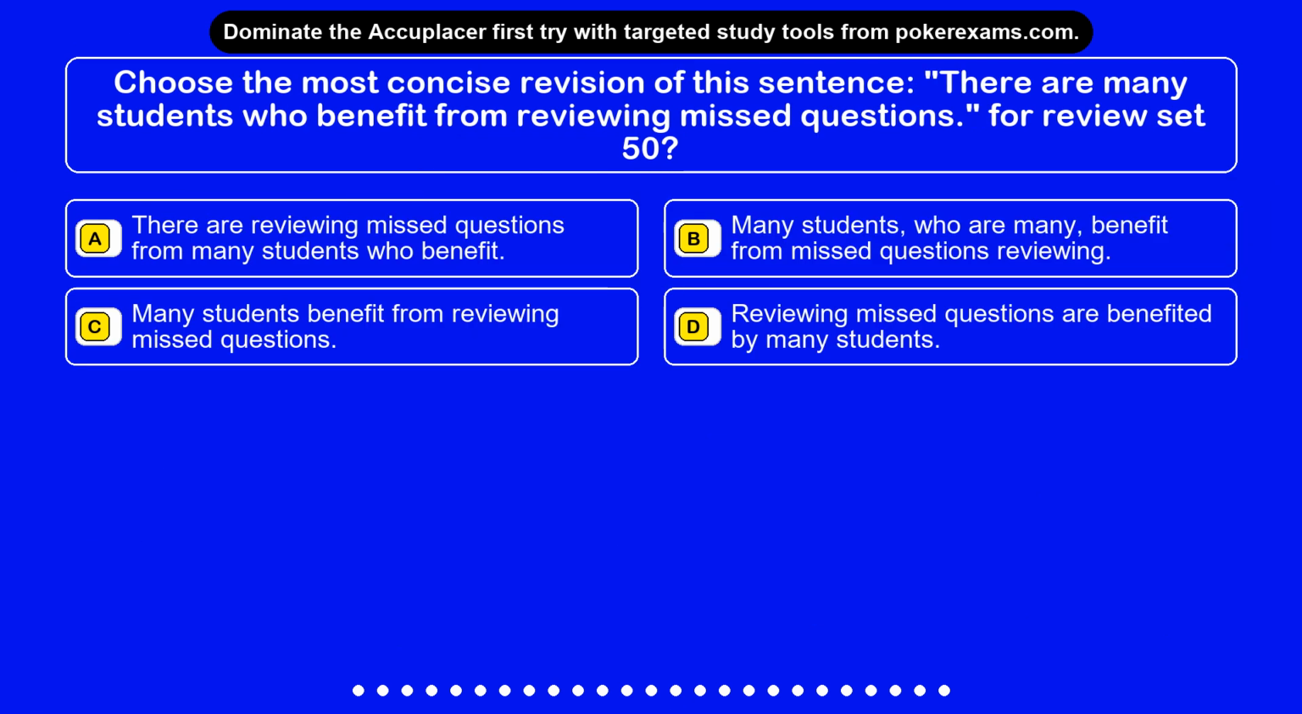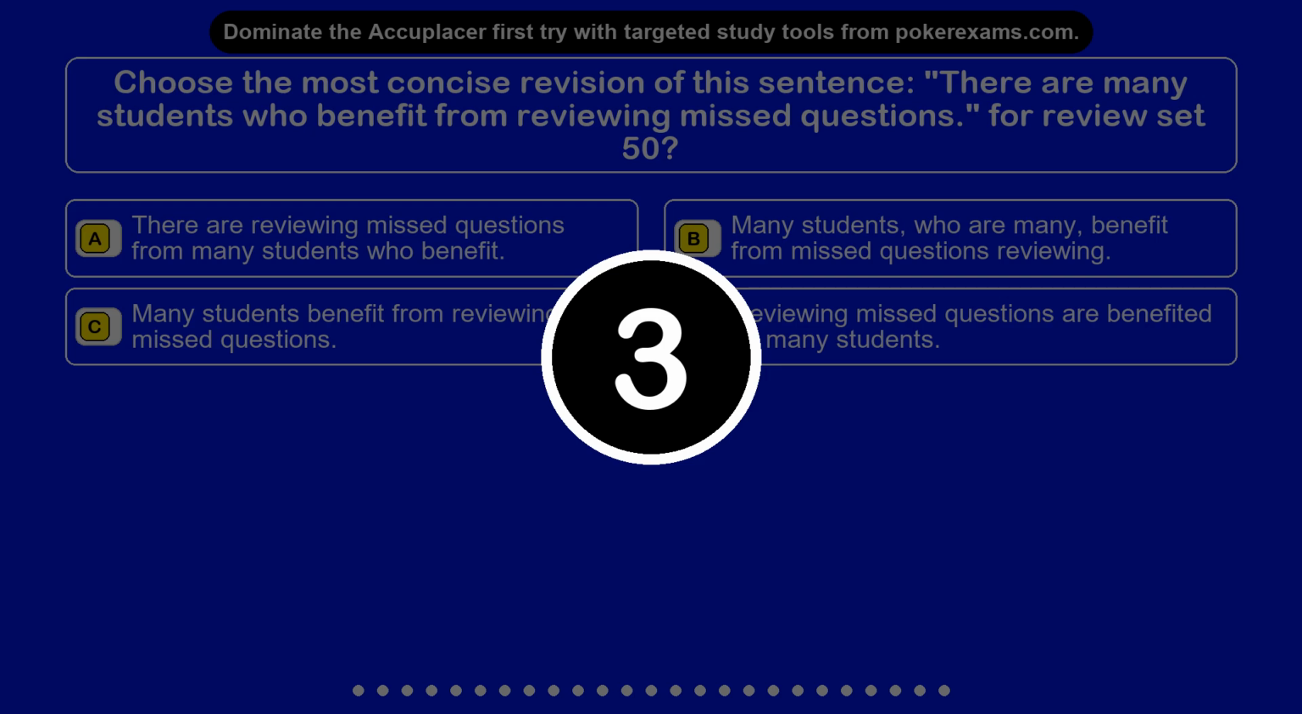Question 22. Choose the most concise revision of this sentence. There are many students who benefit from reviewing missed questions. For review set 50. Option A. There are reviewing missed questions from many students who benefit. Option B. Many students, who are many, benefit from missed questions reviewing. Option C. Many students benefit from reviewing missed questions. Option D. Reviewing missed questions are benefited by many students.